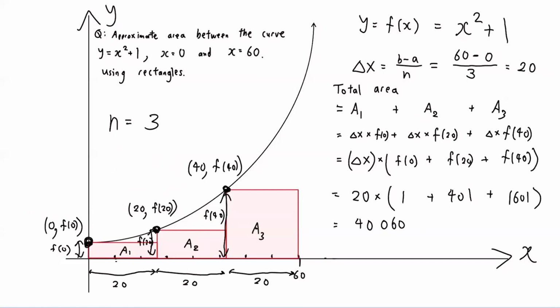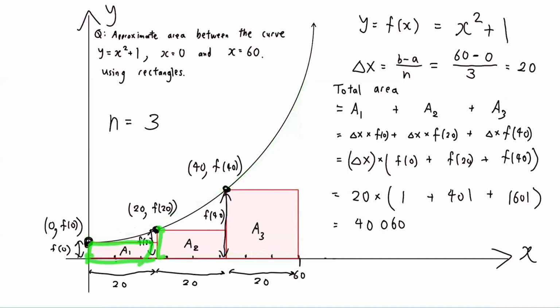Exactly. That's what I did here. Now I change it to 3 rectangles. What happens? That means your equal width. Remember the creative step? The base must be equal length, right? So now it changes to 20, 20, 20, because we are trying to find from 0 to 60. We're trying to approximate the exact area under the curve by using rectangles.